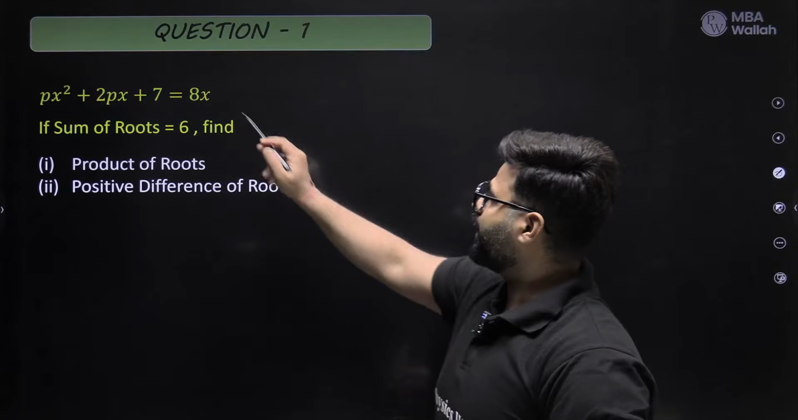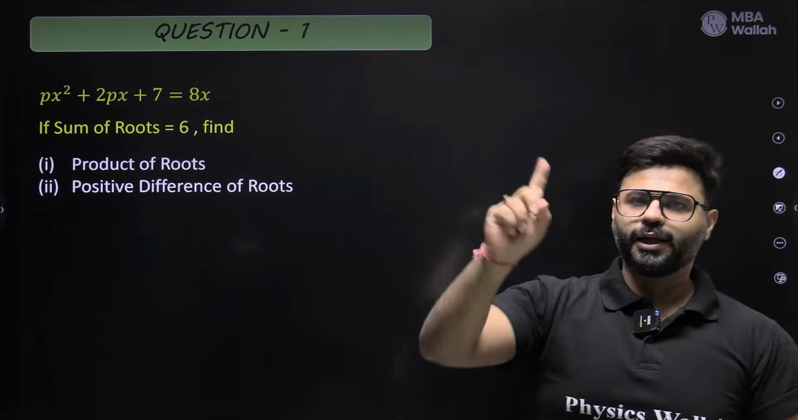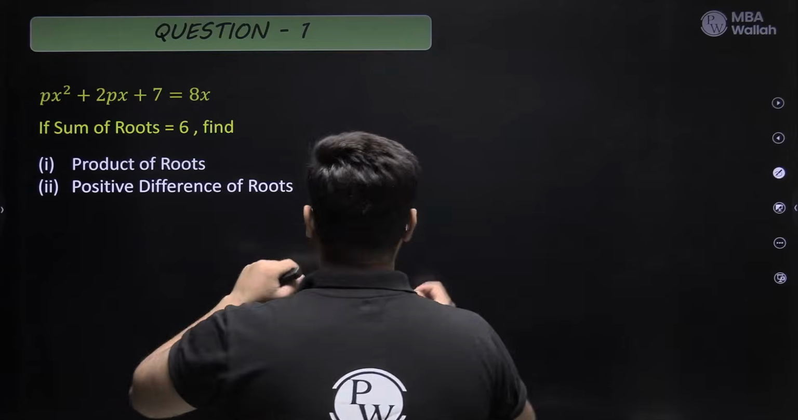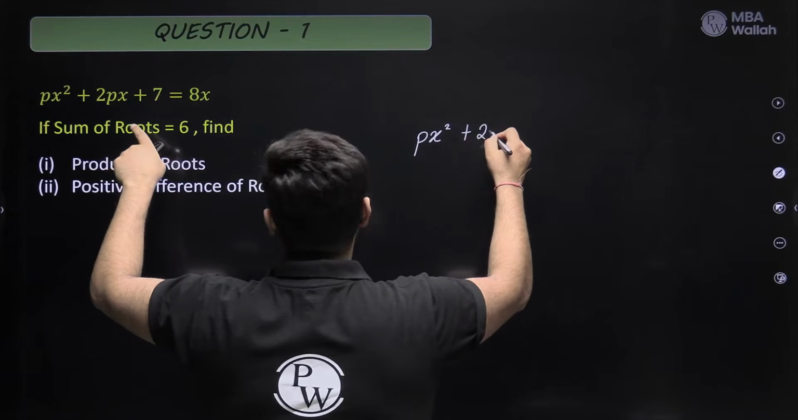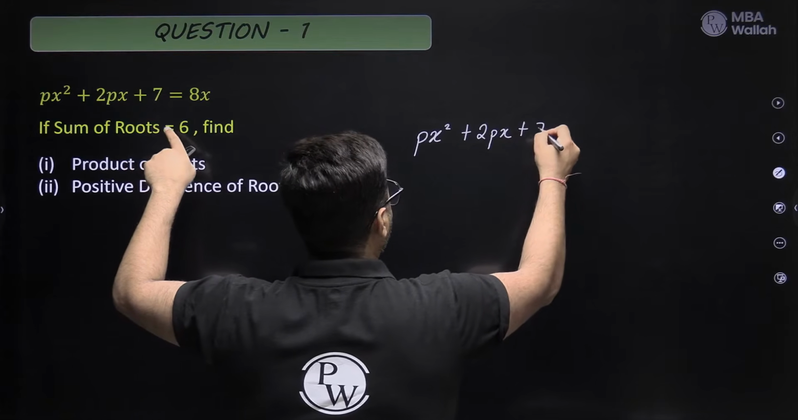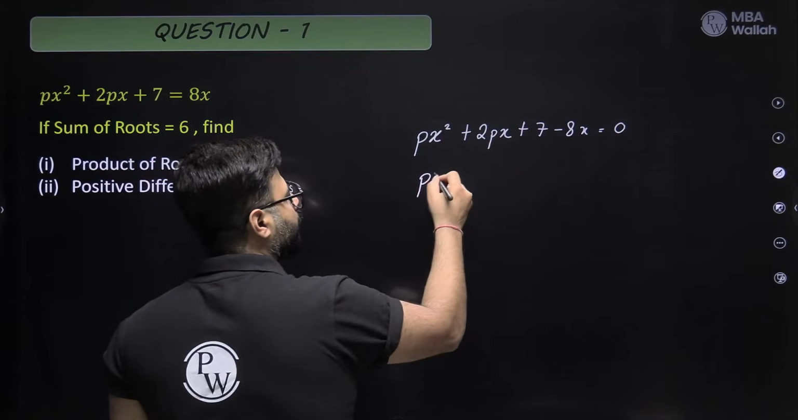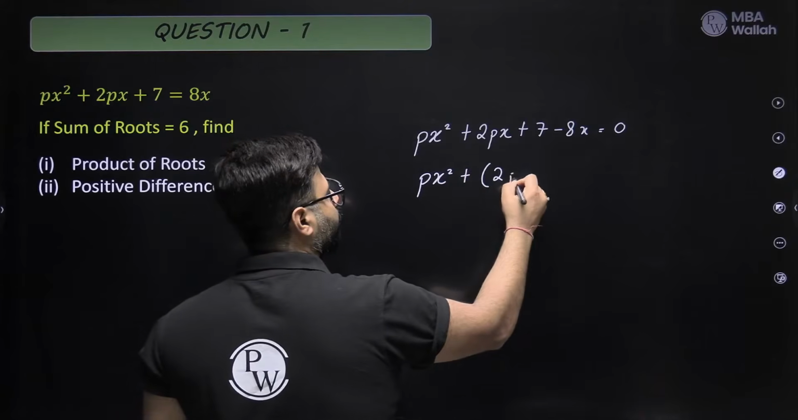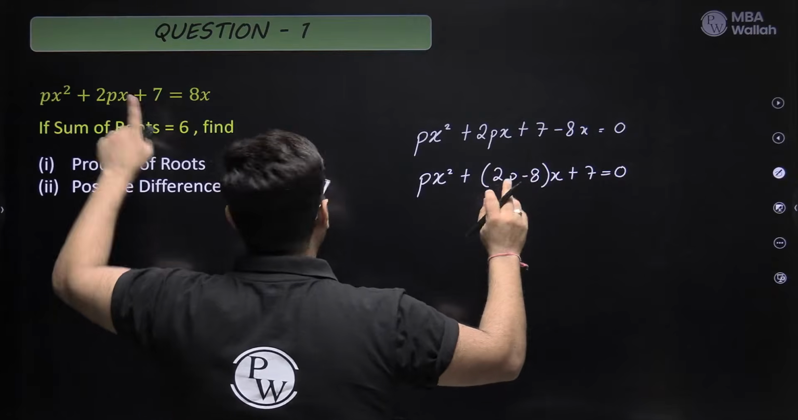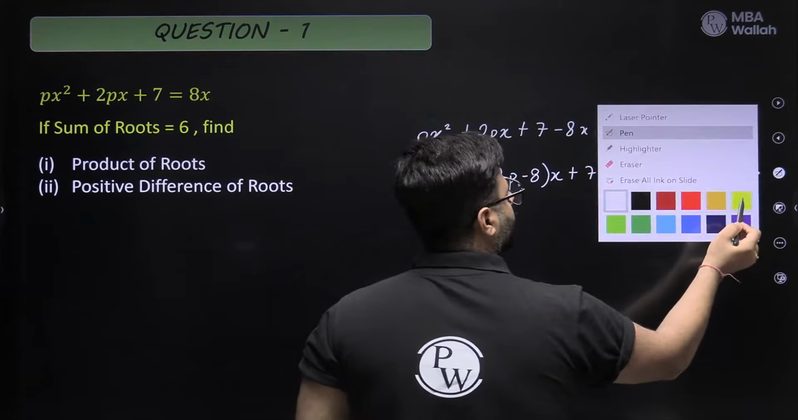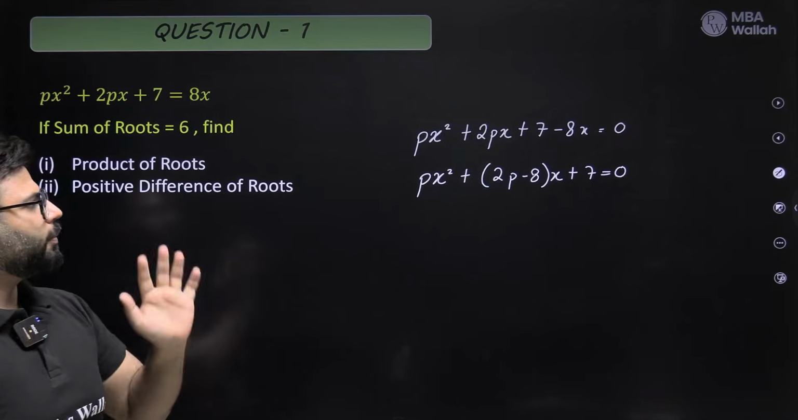But there is a catch here, right? This 8x is lying over here, so your b is not minus 2p. First mistake we make when we are running with time. So the idea is, first let's make the equation a quadratic equation with right hand side 0. And this simply will become px square plus (2p minus 8)x plus 7 equals 0, right? So your b is not 2p, your b is this, correct or not? Got it? The first step. Generally people miss this and end up with the wrong answer.